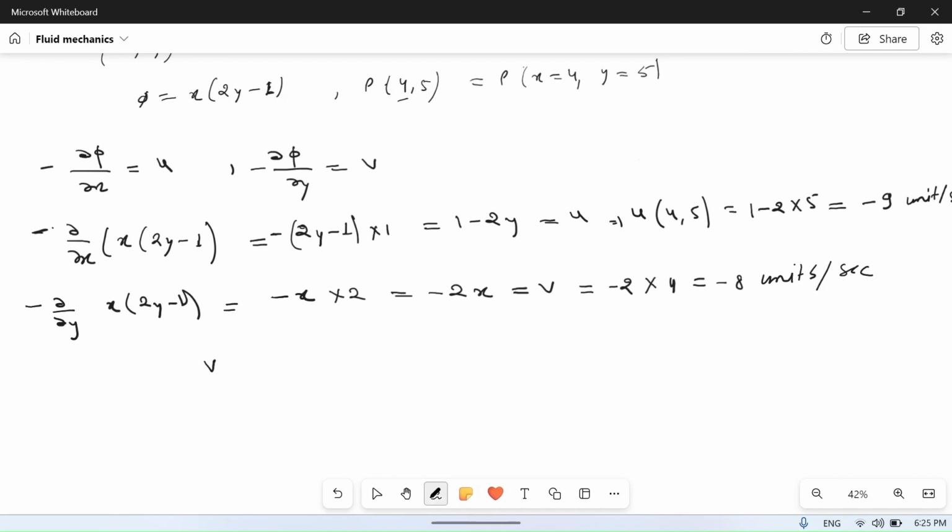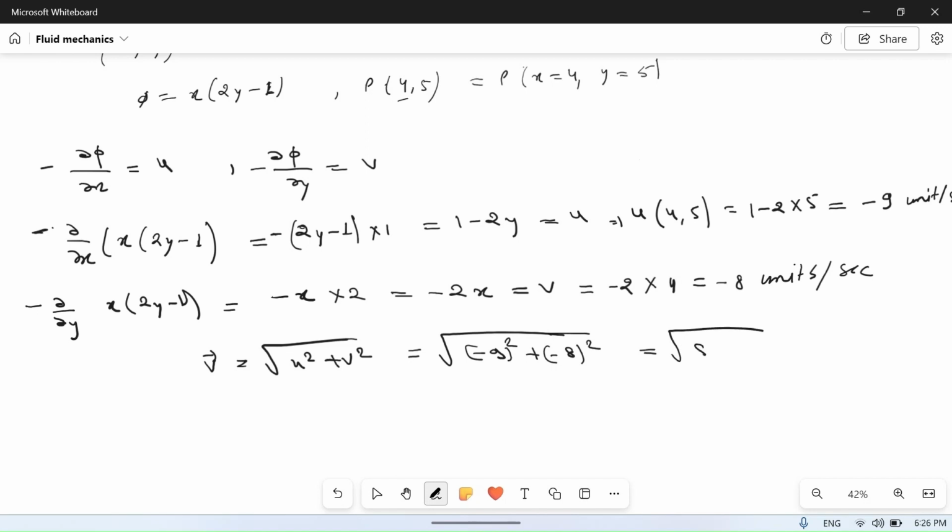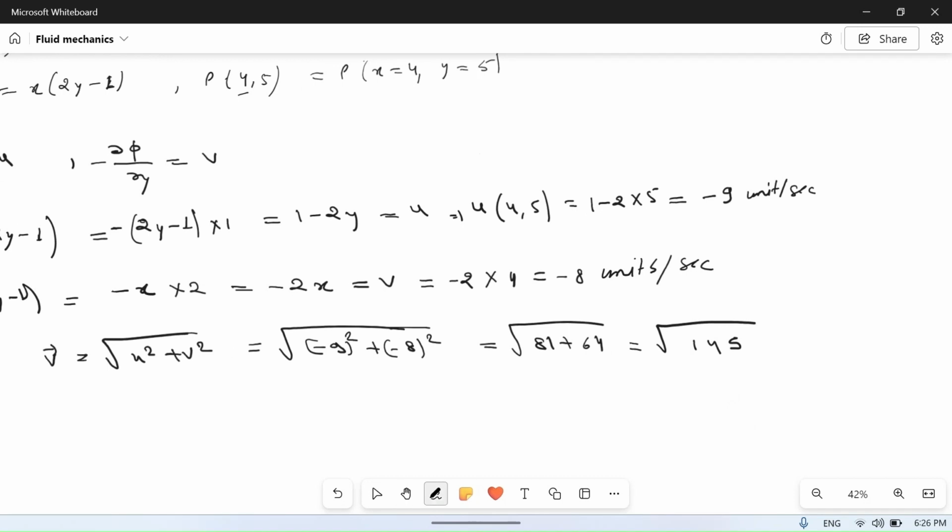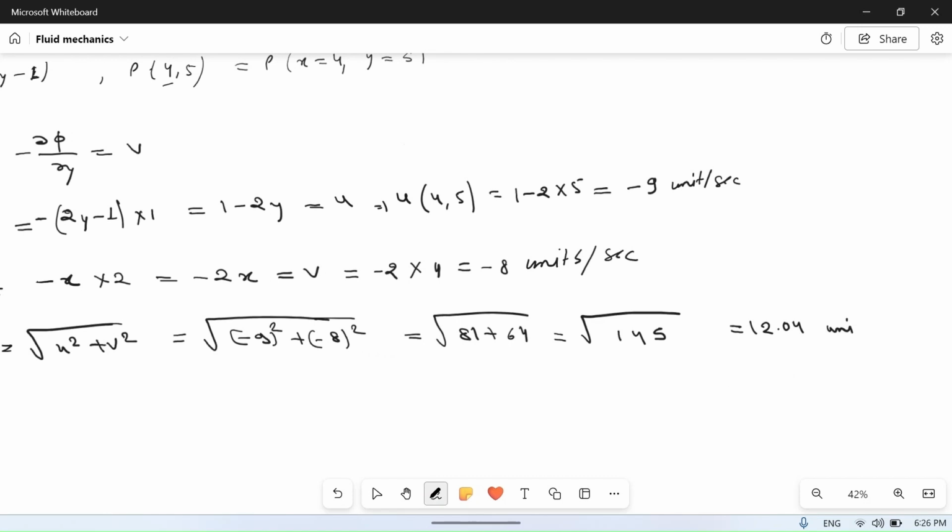Now the resultant velocity V is equal to root of u square plus v square, which is root of minus 9 square plus minus 8 square, which is 81 plus 64. If you calculate it, you will get 12.04 units per second. This is the velocity at this point.